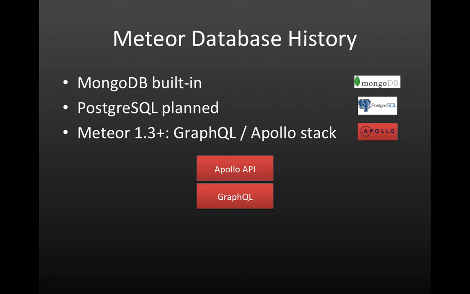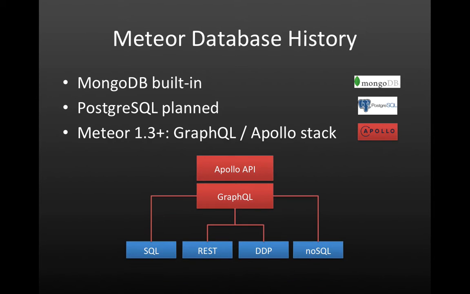So in Meteor 1.3, well, 1.3 and beyond, that's work in progress. This is just what they have in mind right now. Basically they have a single Apollo API, which is just how you access your data. It is irrelevant how you store your data. That's handled by probably some configuration in the background. Underneath the API, they have this GraphQL cache, which basically produces your responses. And then you can connect that with any backend that you can think of. So you can have SQL backends, you can have RESTful backends, you can have DDP connections or NoSQL databases.